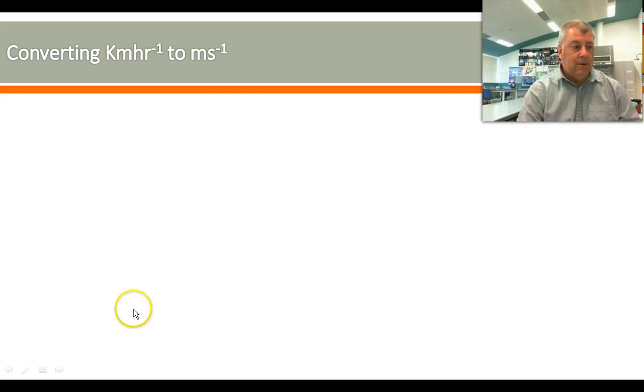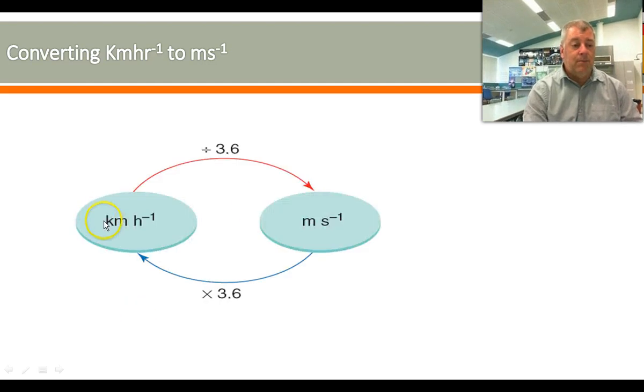There's probably one little thing here. We will be doing some questions where you need to be able to convert kilometers per hour to meters per second, and the simplest way is to remember this: if you're going from kilometers an hour to meters per second, you divide by 3.6, and if you're going the other way, from meters per second to kilometers per hour, you times by 3.6. But it's a valuable thing to actually know why that is the case.